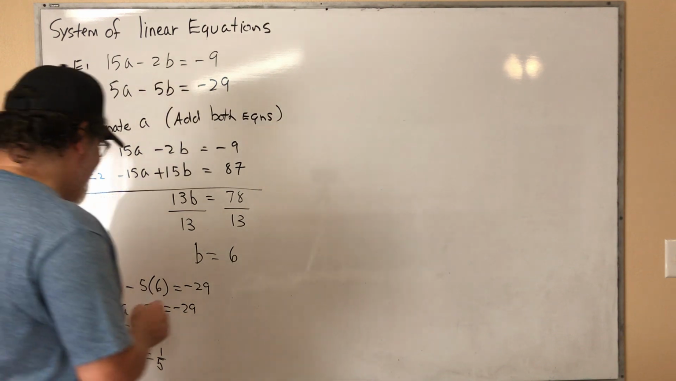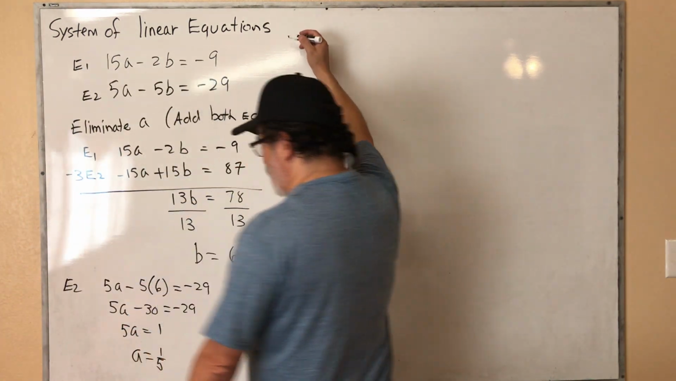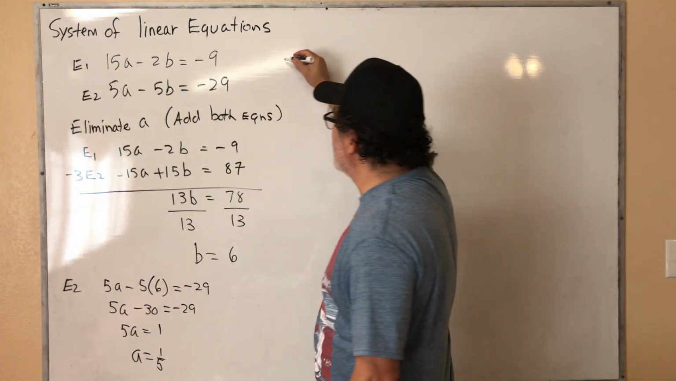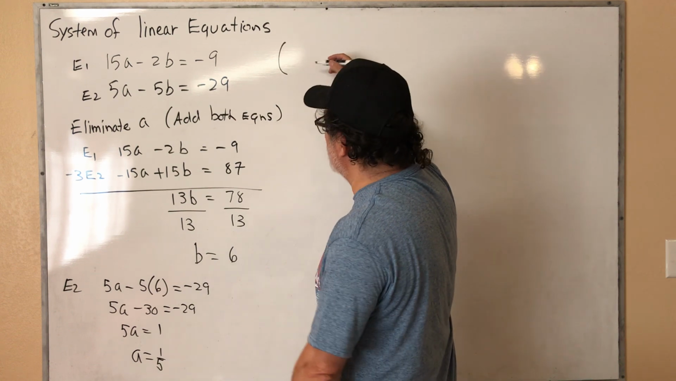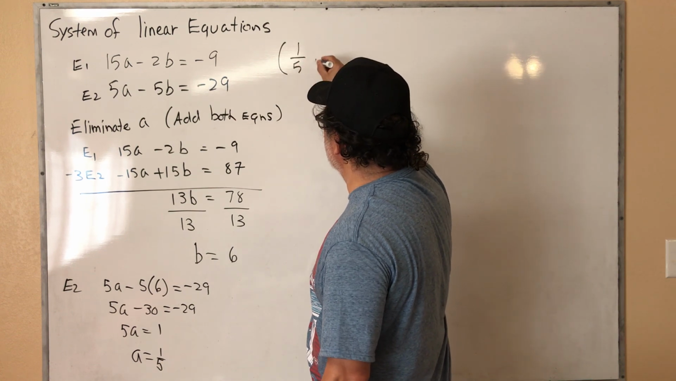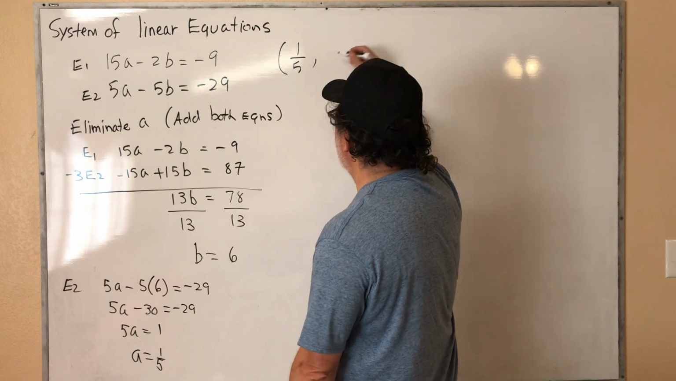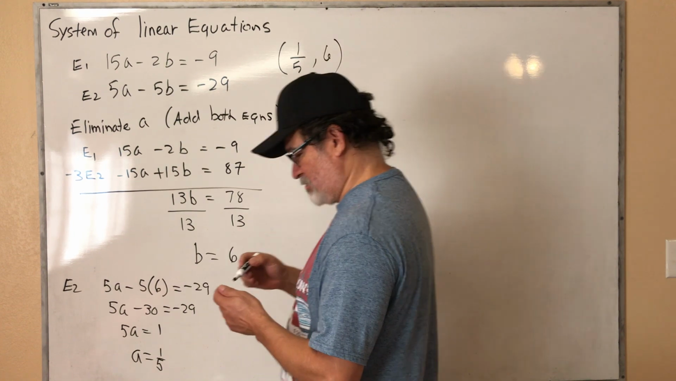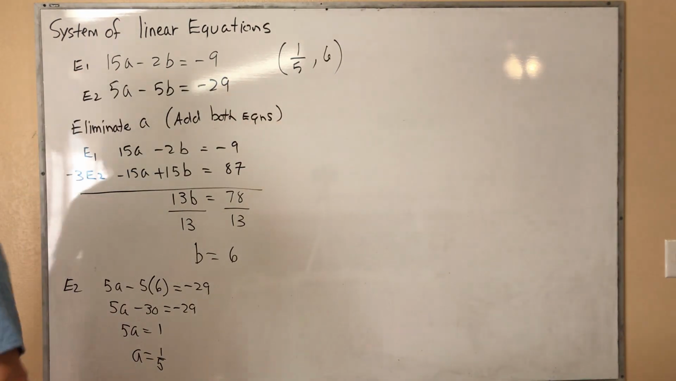Yay! We found the solution. We found the address to the party. Let's write it: a is 1/5. And what is b? 6. And there you go. Okay.